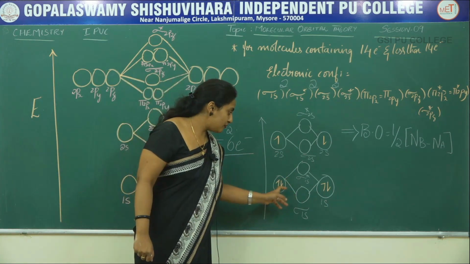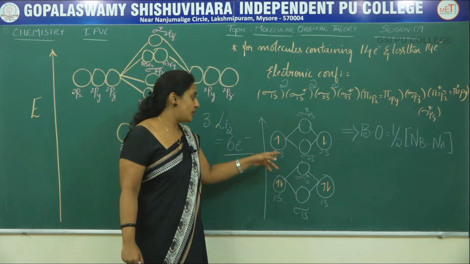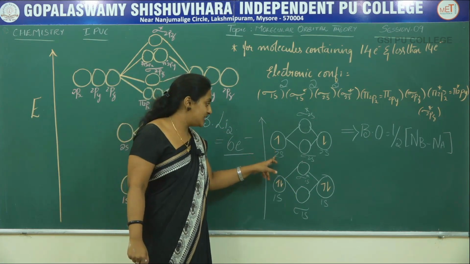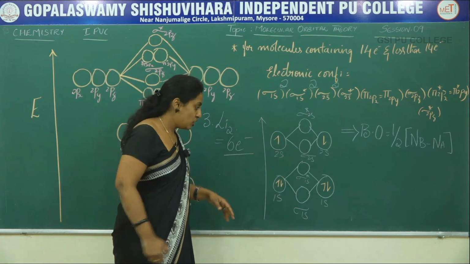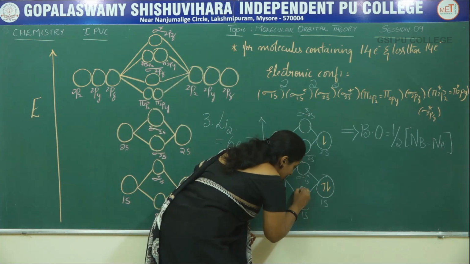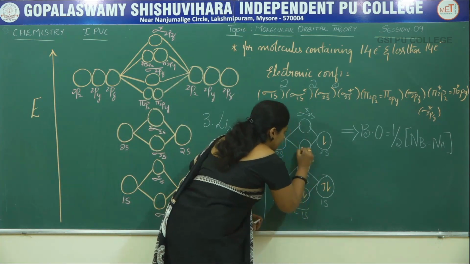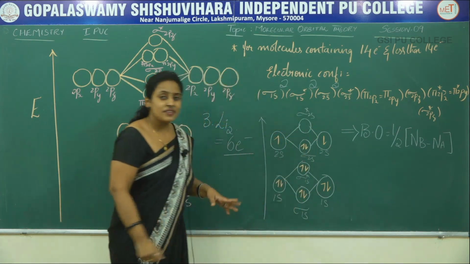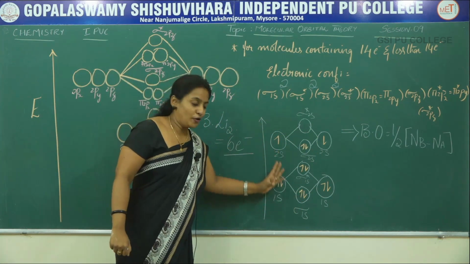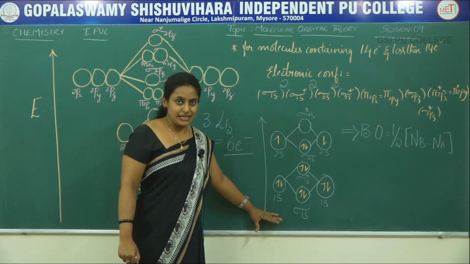The 1s orbital of each lithium atom contains 2 electrons, whereas the 2s atomic orbital of each lithium atom contains 1 electron. So they will combine to give this. So this will be the molecular orbital diagram for the lithium molecule.